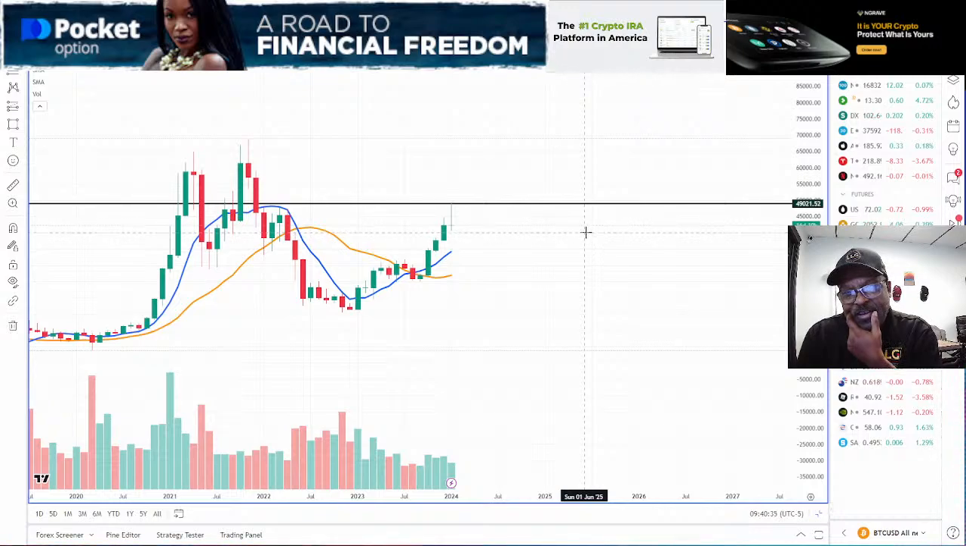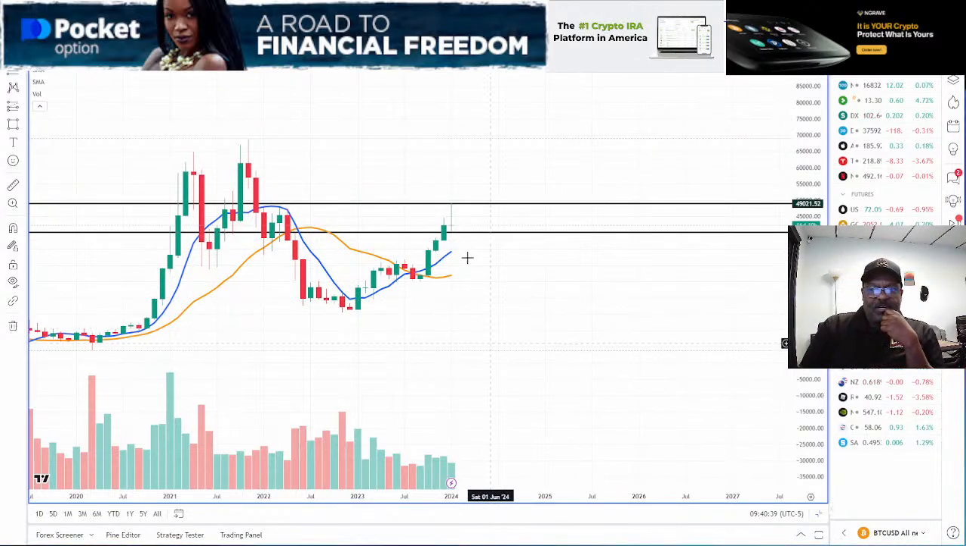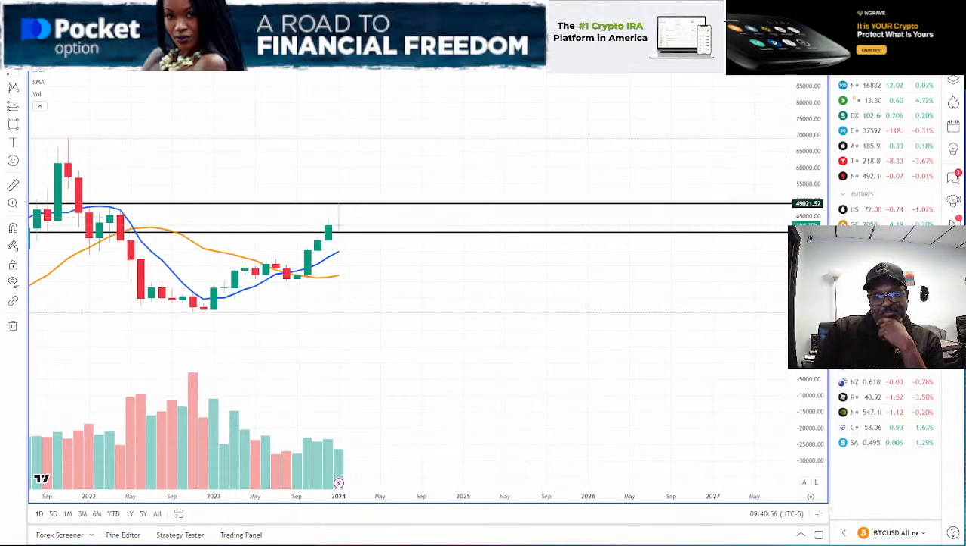I'm trying to get it right on 40,000. All right. So this is our area of support, and this is our area of support, and this is our area of resistance. We know this is a resistance point because of the fact that it landed right on that sucker.